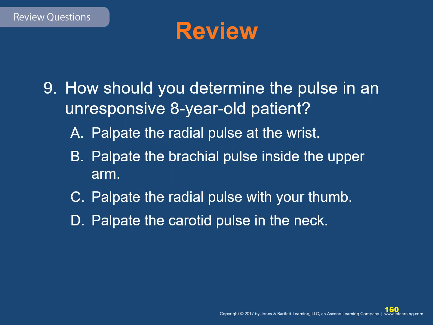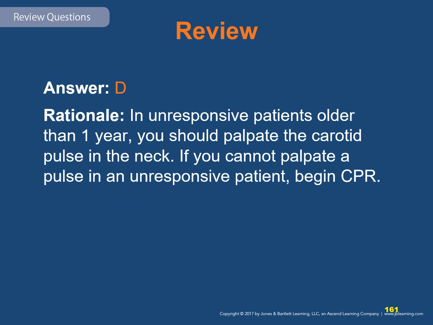Number 9. How should you determine the pulse in an unresponsive 8-year-old patient? Palpate the radial pulse at the wrist. Palpate the brachial pulse inside the upper arm. Palpate the radial pulse with your thumb, or palpate the carotid pulse in the neck. It's an 8-year-old patient, so that should tell you where to palpate. The answer is D. In an unresponsive patient older than 1 year, you should palpate the carotid pulse in the neck. If you cannot palpate a pulse in an unresponsive patient, then of course you want to begin CPR.